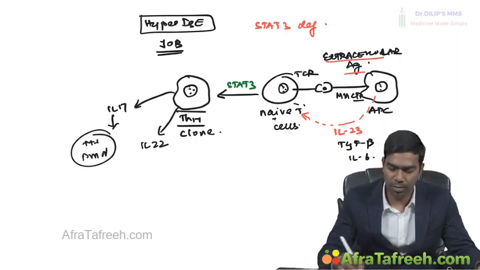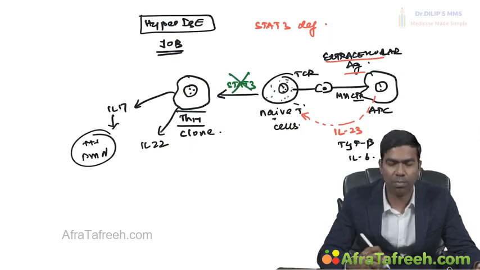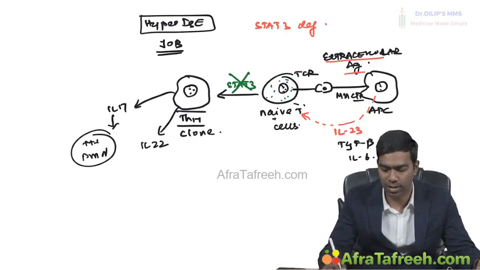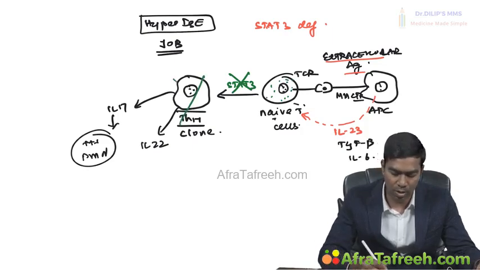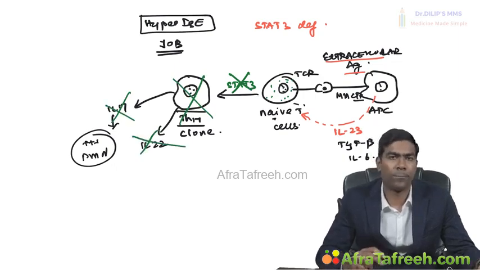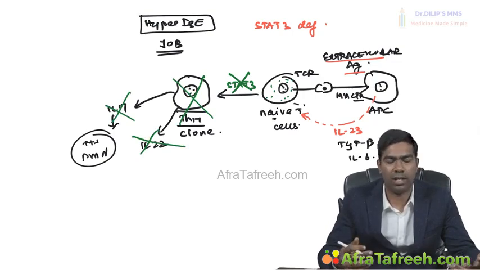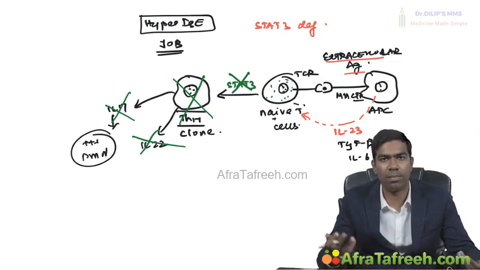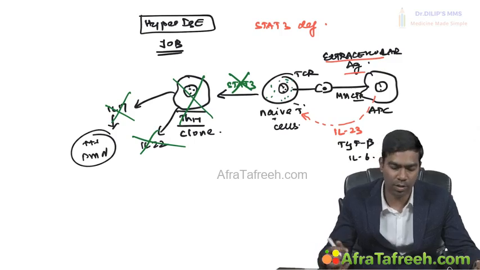But here the problem is this transcription factor in the T cell is very important. The STAT3 is very important for differentiation into Th17 cells. If STAT3 is not there, you won't get this Th17 clone. You are not going to get this neutrophil activation or this antimicrobial peptide production in the mucosa. So all these things are going to happen.